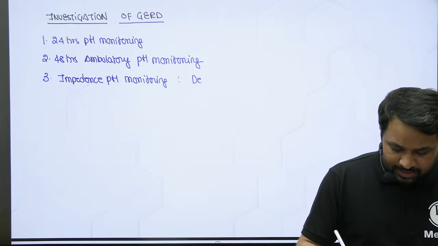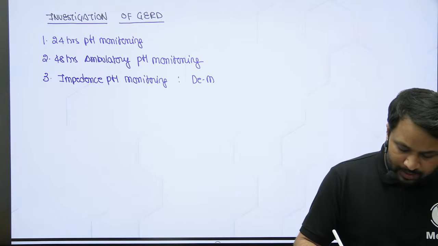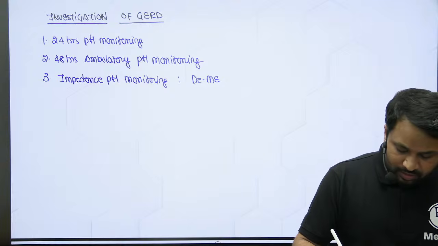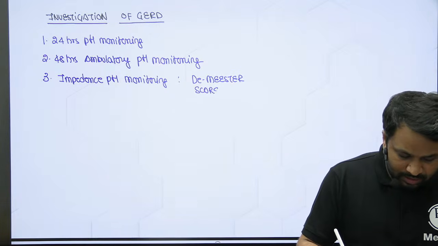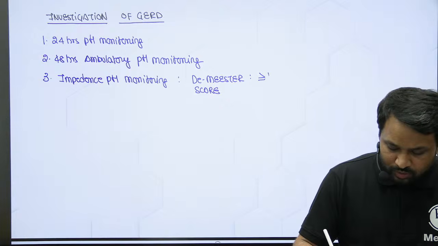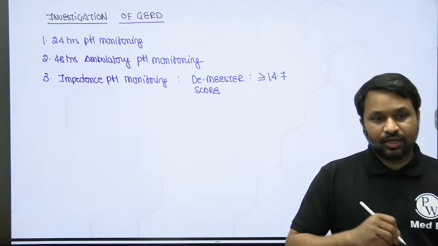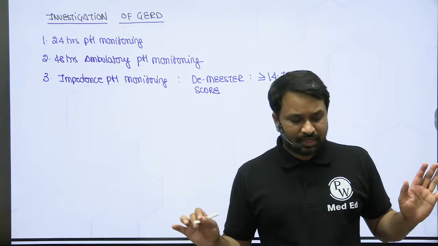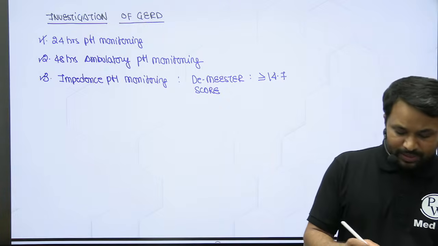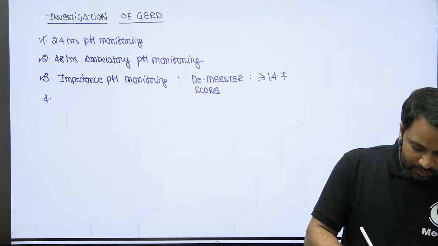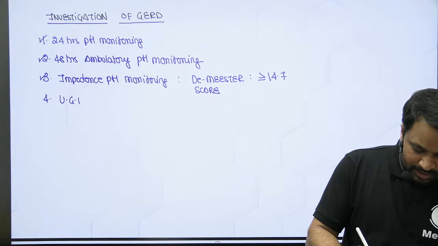When you do an impedance pH monitoring, or you can say the ambulatory impedance pH monitoring, we measure something called the DeMeester score. Okay? So remember this, whenever we're talking about a DeMeester score, if it is more than or equal to 14.7, it is confirmatory of GERD. Just write this much, okay. So 24 hours pH monitoring, 48 hours ambulatory pH, impedance pH monitoring. Along with that, I will do an upper GI endoscopy.